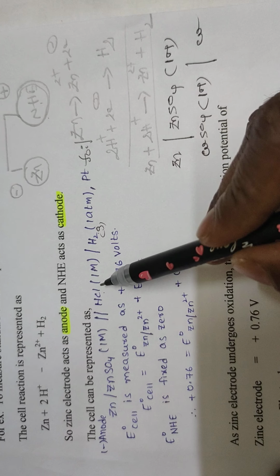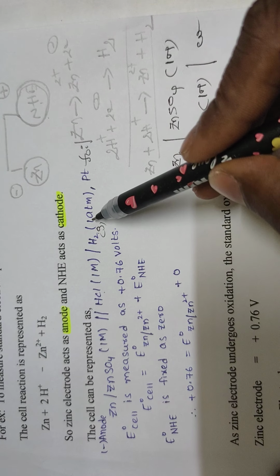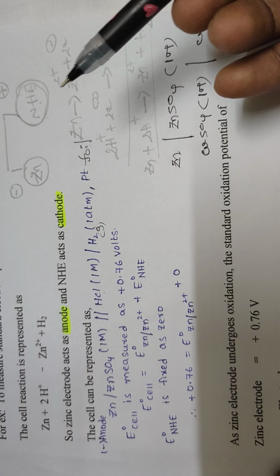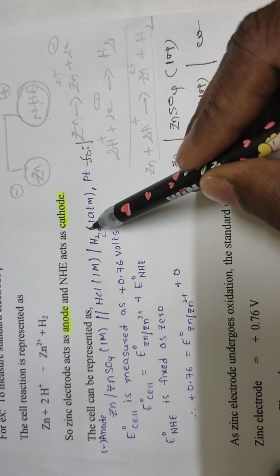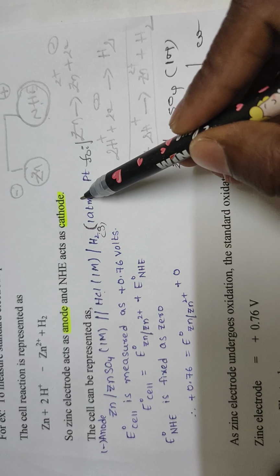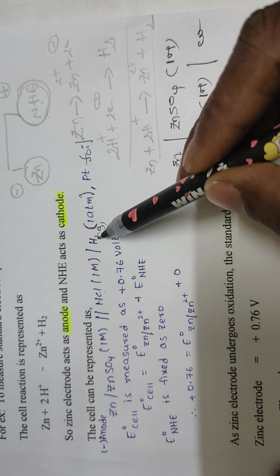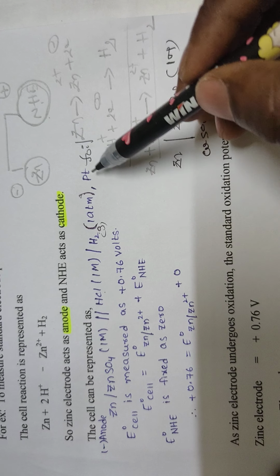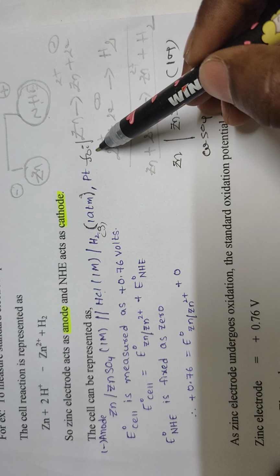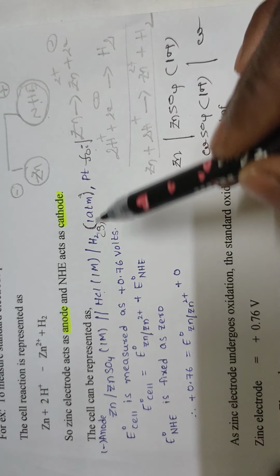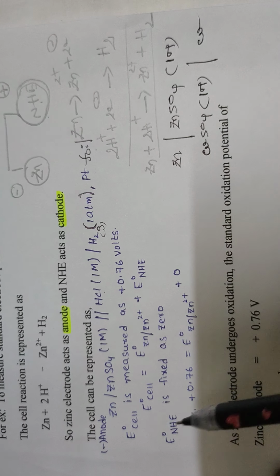That is why hydrogen gas, and if any other information is there, put it in brackets. So here hydrogen gas is passed at 1 atmosphere pressure. That is why H2 gas of 1 atmosphere and platinum foil. It is the cell notation. Okay, it is the cell representation.